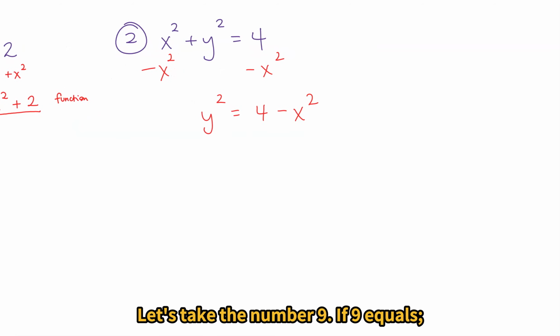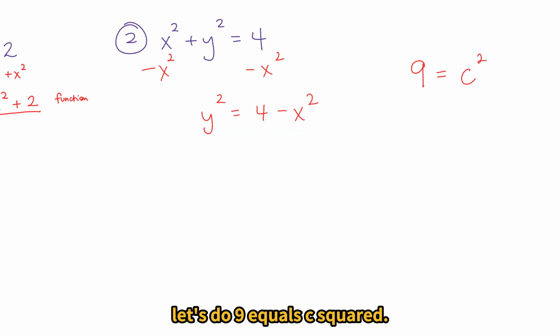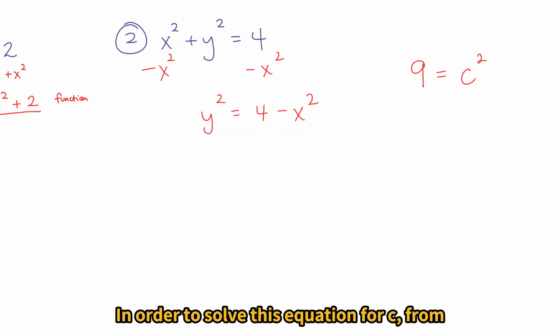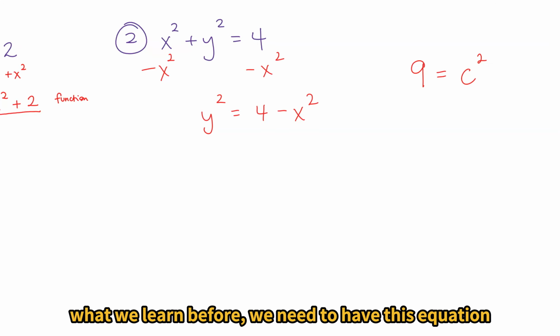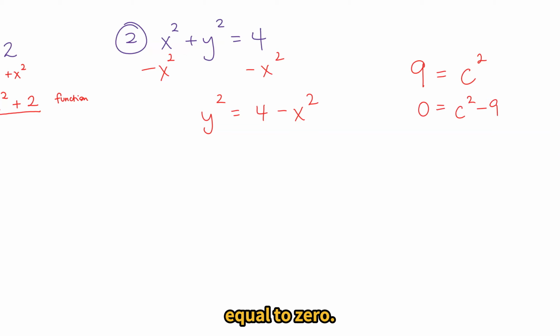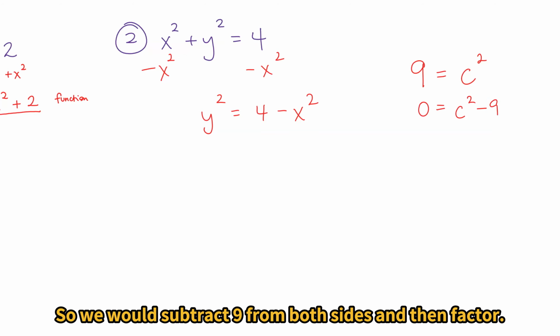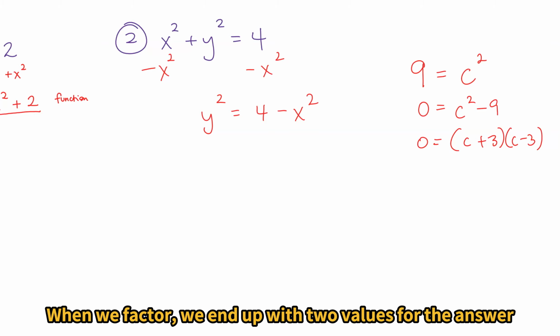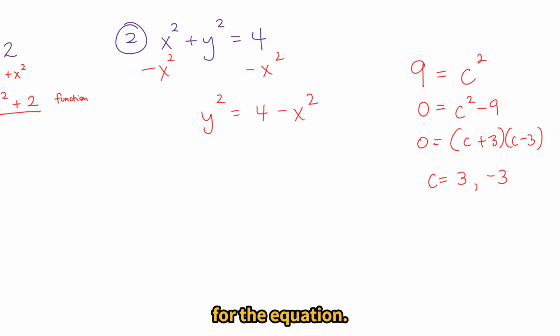Here's what I mean. Let's take the number 9. If 9 equals, let's do 9 equals c squared. In order to solve this equation for c, from what we learned before, we need to have this equation equal to 0. So we would subtract 9 from both sides, and then factor. When we factor, we end up with 2 values for the answer for the equation.